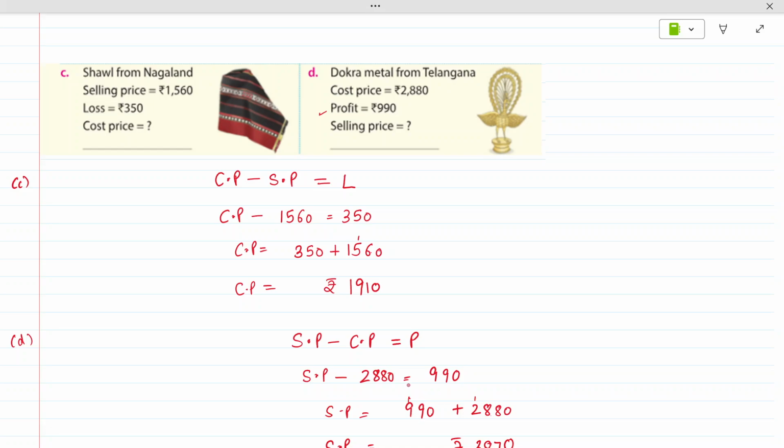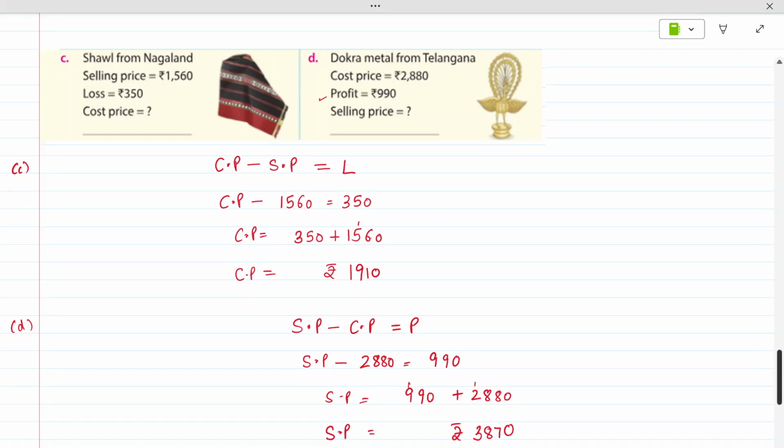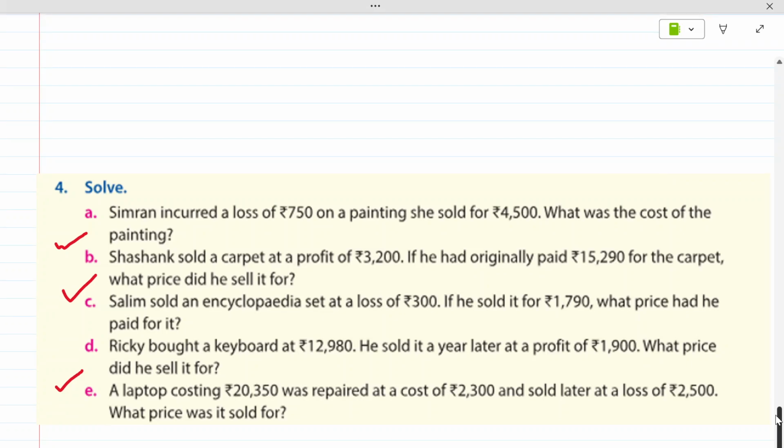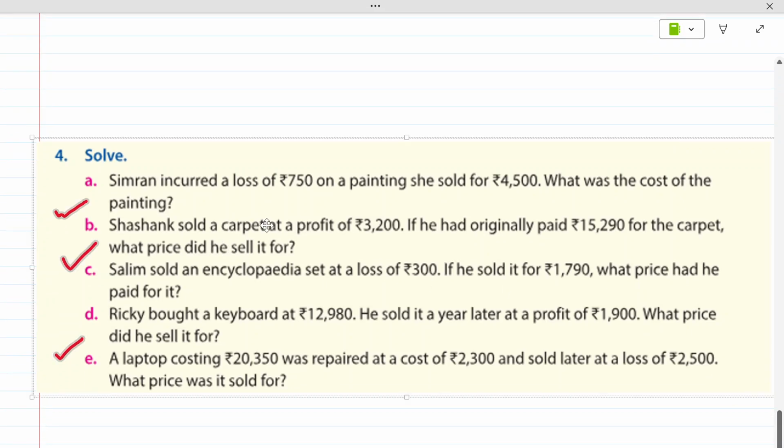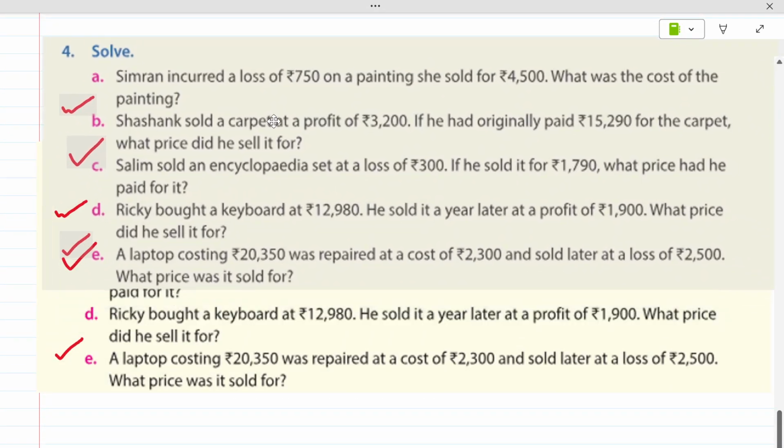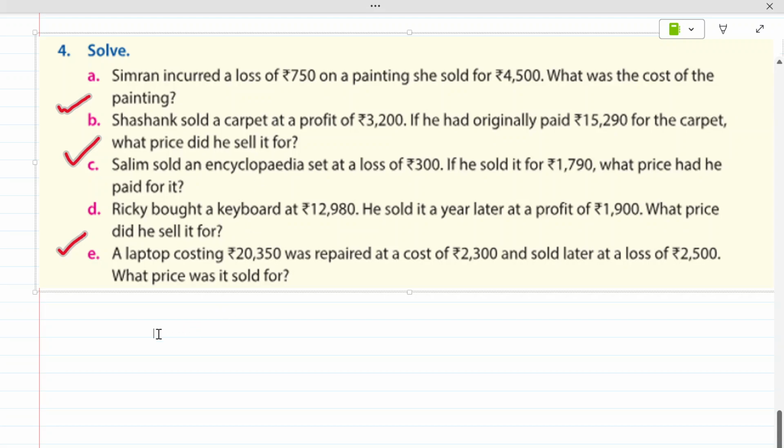Okay. So what we have done, we have used the profit and loss formulas and we have put the values given to us and found out the remaining value, the cost price or the selling price as required. Okay, so I hope this is very much clear to you. And now we will go to question number 4. So kids, in question number 4, I am going to give you the hint of few questions and few questions I am going to solve because these are almost same of what we have done in this exercise.